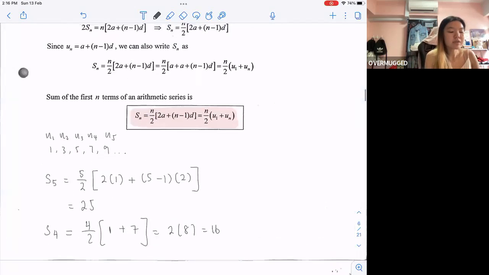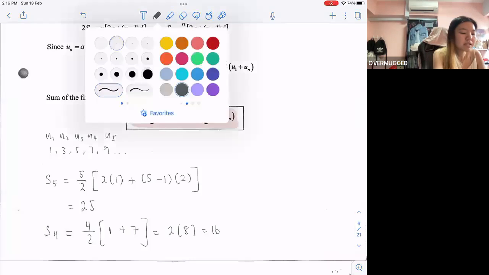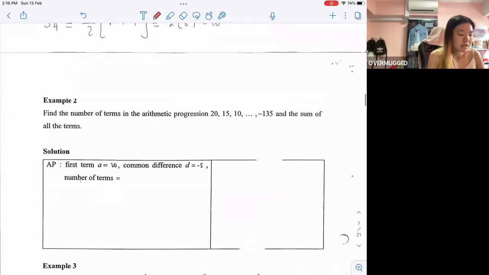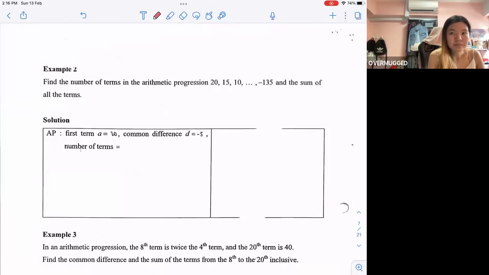Okay, so that is how you use this formula. Again, please go and memorize this, right? It is not given in your formula sheet. Okay, so let's take a look at example 2.